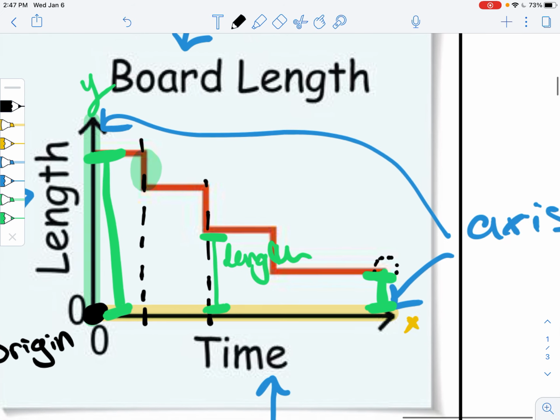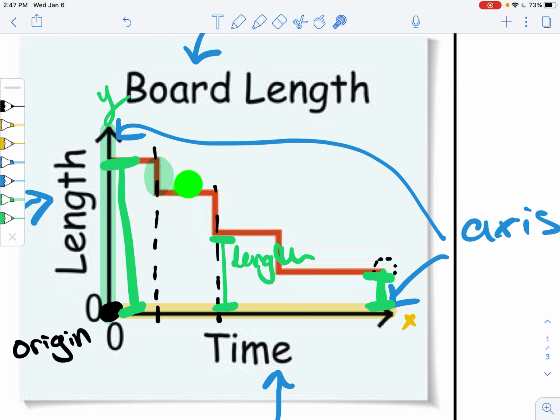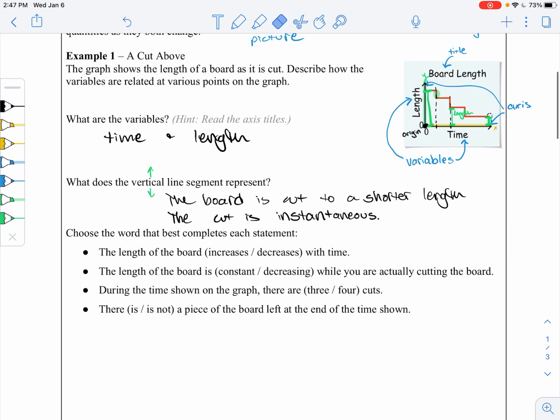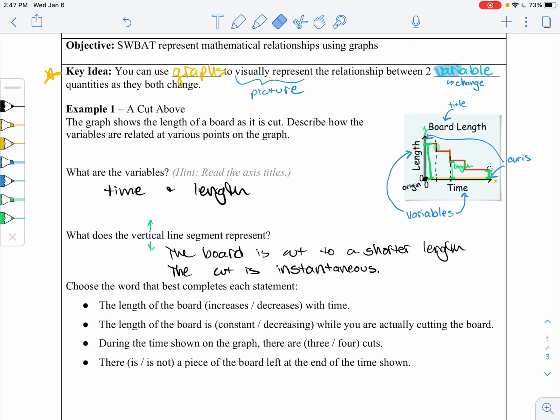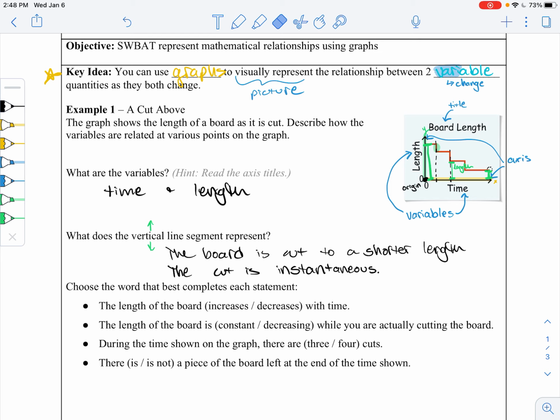So the same thing would happen with hair. You just chop it short, chop it short, chop it short. Except with hair, it would continue to grow a little bit. It would grow, and then you cut it, and then it would grow, and then you cut it. So that's fun, but boards don't grow. So the length of the board, since we're cutting it, is decreasing over time. The length of the board is constant while you are actually cutting the board, because it doesn't change until suddenly it's different.